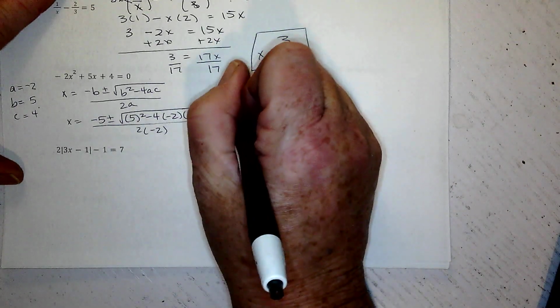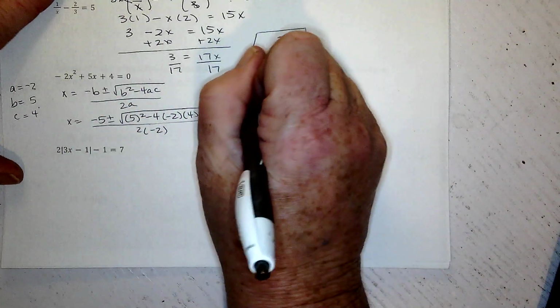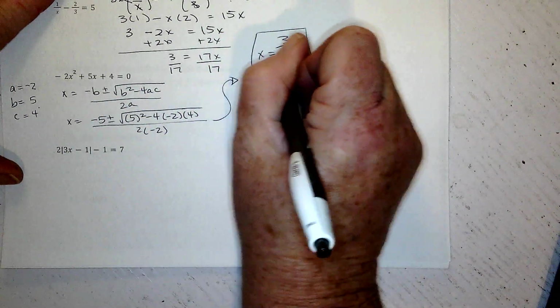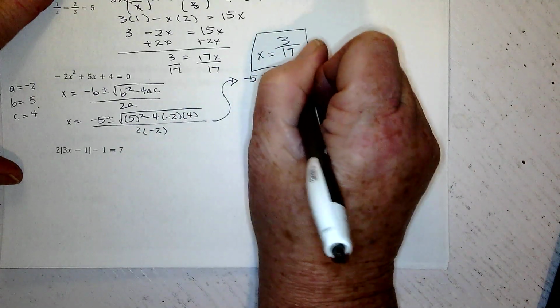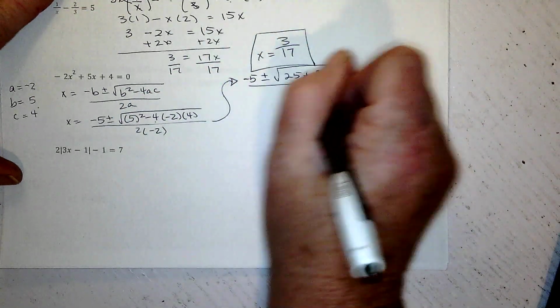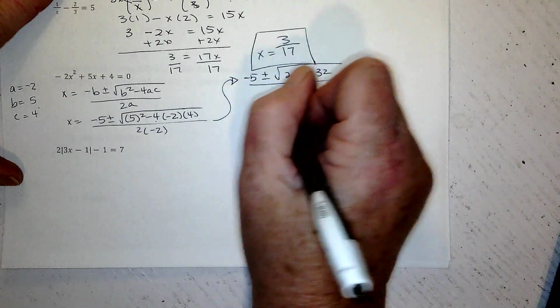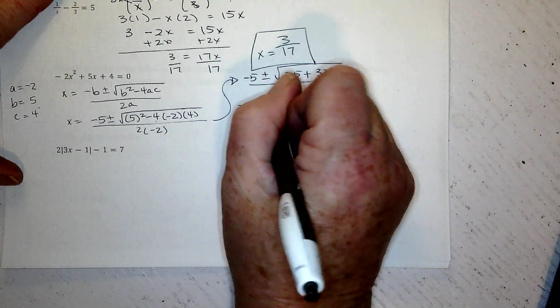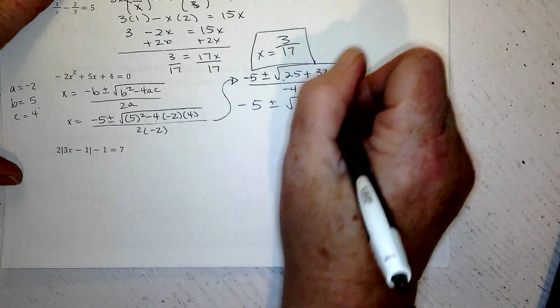I'm going to bring this up here as I clean it up. Negative 5 plus or minus the square root of 25, plus 16 times 2 is 32, over negative 4. That's 57.